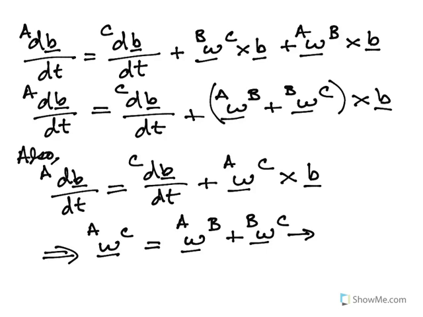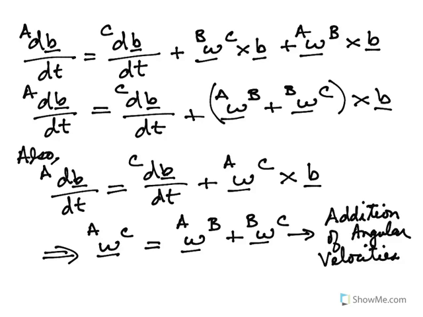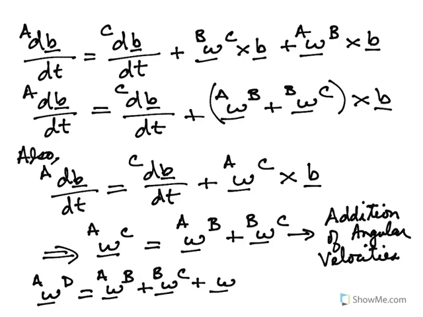This last result is known as addition of angular velocities. And it can be extended to as many frames as you want. For example, if I added a frame D, I could say omega DA is equal to omega BA plus omega CB plus omega DC. And then you can keep doing this for as many frames as you happen to have. You could have several frames, and you could be adding angular velocities of the frames pairwise. So anyway, that's the first property.